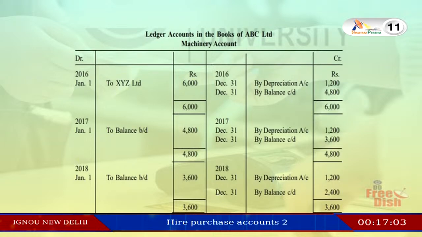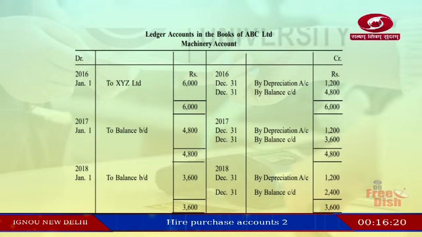Here the machine has been bought against rupees 6000. So we had made an entry machine account debit to hire vendor. Hire vendor is XYZ Limited. So it is 6000 rupees. Then we charge the depreciation at the rate of 20%. So 20% of 6000 it is 1200. So by balance c/d at the end of the year 4800. So total it is 6000. Then we will bring down this balance 4800.